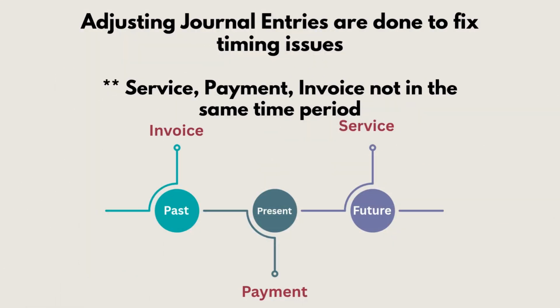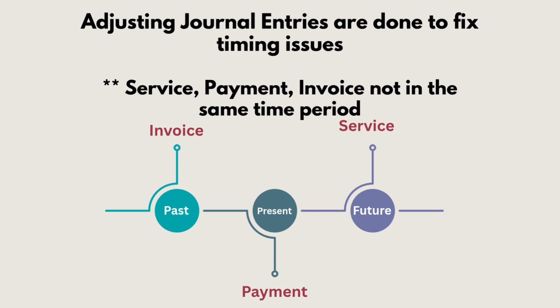And the last adjusting journal entry we'll cover in this video is deferred revenue, also known as unearned revenue. While accrued revenue deals with income that has been earned but not yet billed, deferred revenue is the opposite. It's payment received before any work has been done. Let's take a closer look at how it works and what triggers it. Deferred revenue or unearned revenue arises when a business receives payment before delivering goods or services. This creates a timing issue. You've been paid, but you haven't earned the income yet.